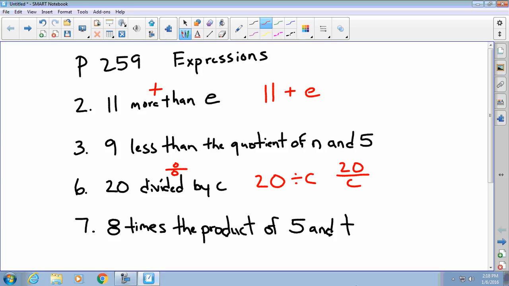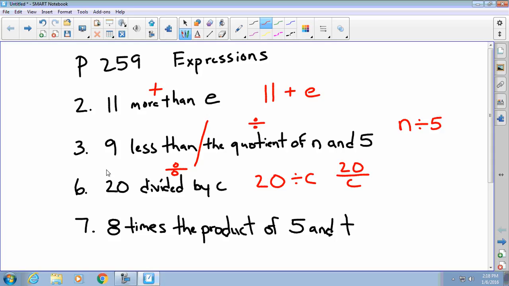Number 3 and number 7 are a little bit more challenging, so you kind of have to break it down into parts. The first part of number 3, and again, I'm on page 259, is 9 less than. That is one part of the problem. The second is the quotient of n and 5. Now I know quotient is sort of a new word, but quotient actually means division. You are finding the answer to a division problem. So the first thing you would deal with is n and 5. If it's the quotient of n and 5, that is simply n divided by 5.